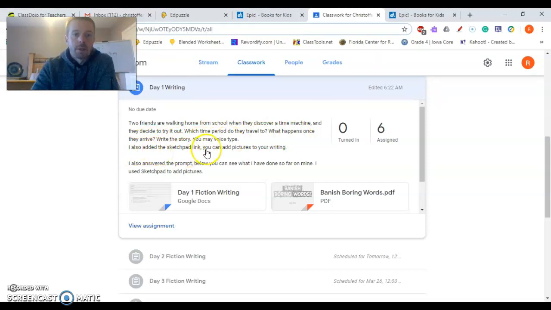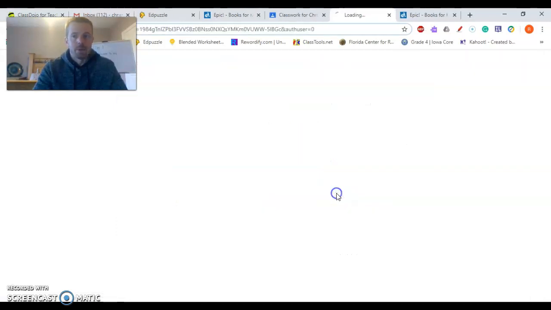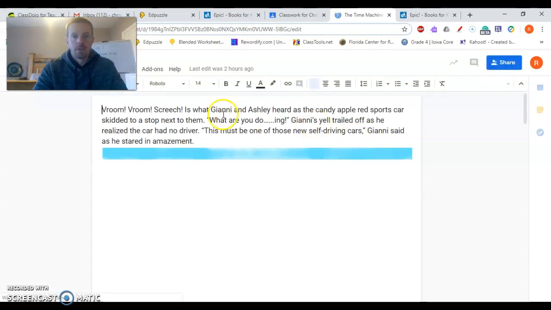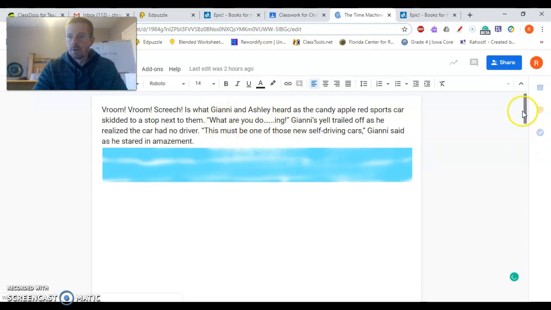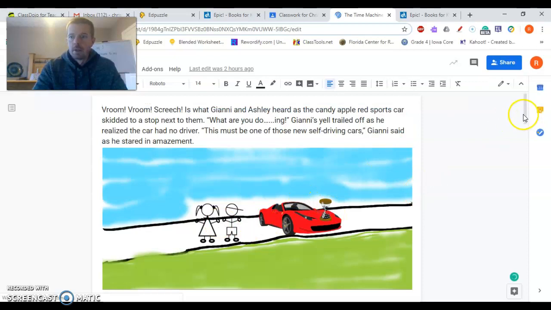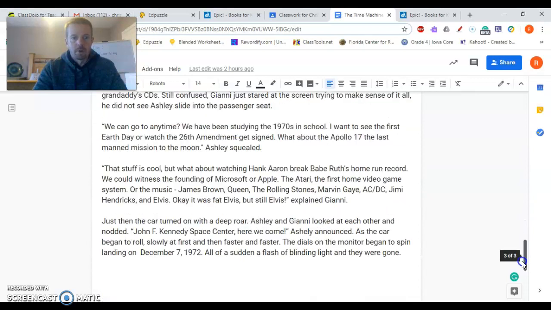I also added the Sketchpad link so that you can add pictures to your writing. I put Banish Boring Words on here also. So here's the assignment, Banish Boring Words, Sketchpad, and then I decided to do one also. Mine's not done, but I included what I have at this point. And I'll just show you how I want you to try to use that Sketchpad. Here's the start of my story, and then I illustrated it using Sketchpad. You're seeing it coming in. And then I continued my story, more illustrations, more illustrations.